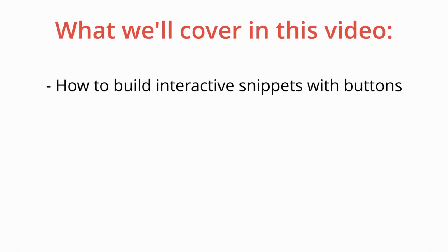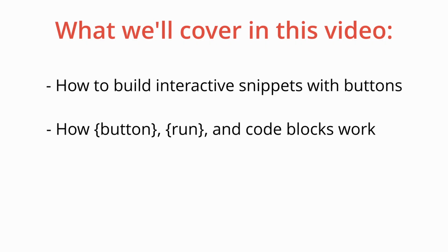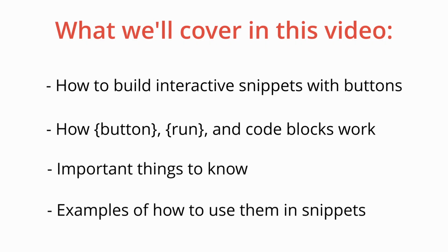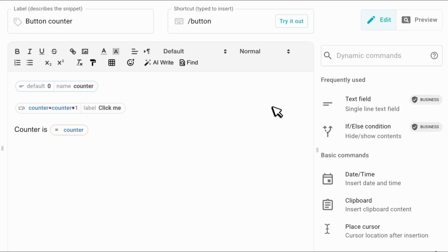In this video, we'll cover how to build interactive snippets with buttons, how the button and run commands and code blocks work, some important things to know, and examples of powerful things you can do with TextBlaze snippets using these capabilities. To explain this new capability, let's start with a simple example.